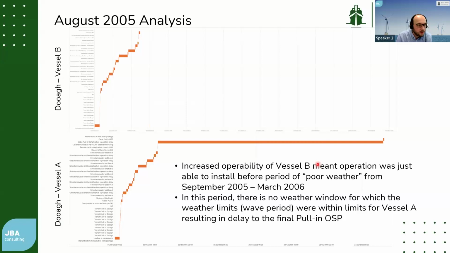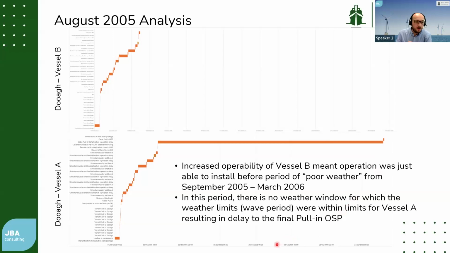And if we run through it step by step, you won't be able to read all this, but these are all our different operational steps on the left-hand side, and this is our timeline. So for vessel B, we can see that we make pretty good progress, a few areas of weather delay, but then this is our final pull-in up here. But for vessel B, we have a similar trend. However, when we come up to this operation here, this is our duration for our cable pull into the OSP.